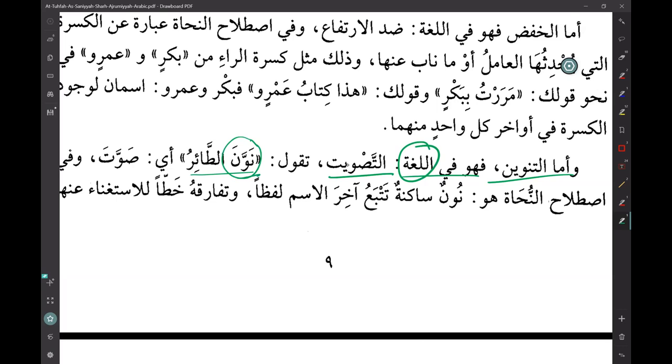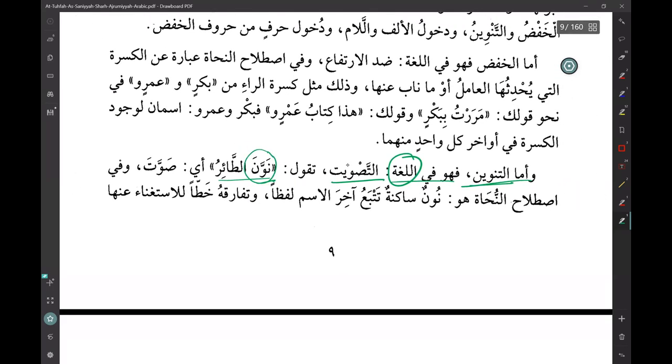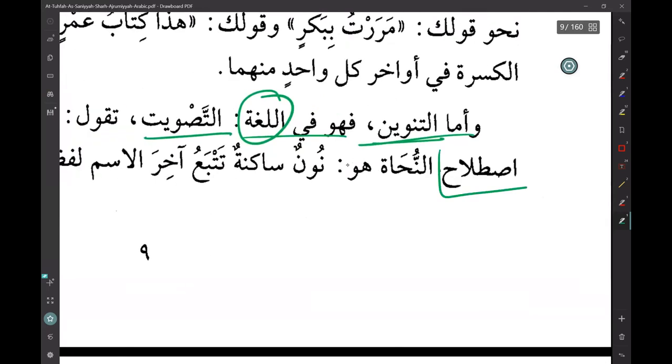This is the verb. The verbal noun of nawana is tanween. Okay, so this is the linguistic definition. What is istilah? This is another word, guys. Please memorize. This word will come all the time. Technical, terminological. So this is like a technical definition. So when it's istilah, what does it mean in this context?